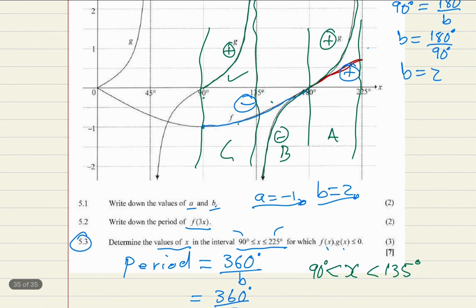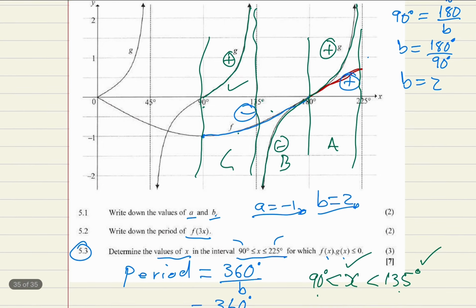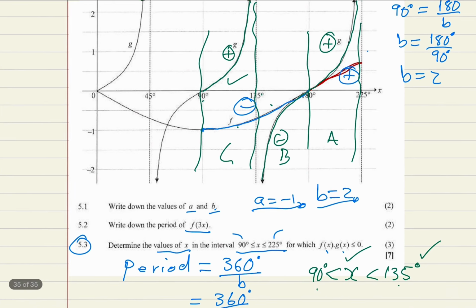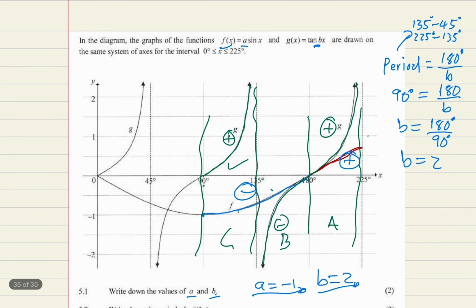But I know that it cannot touch the asymptote. At the same time, it cannot touch 90. So these should be my answers. Okay, so that is how we write it. I'm excluding 90 and also excluding 135. So that is the answer they are looking for, grade 12 and 11.